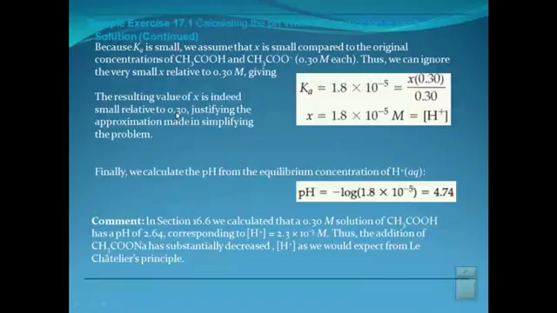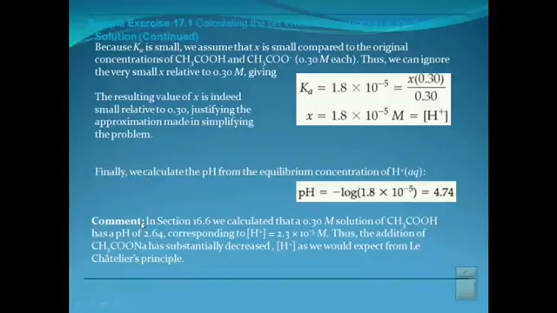So your x is really easy to solve for. X is 1.8 times 10 to the negative 5. Hey, look at that. It's pretty much your Ka value, right? That should make sense. And it says, finally, we calculate the pH from your equilibrium concentration of H+, pretty easy, and you get 4.74. So in other words, what this meant is that the addition of the sodium acetate didn't really affect the concentration of the H+ ion.